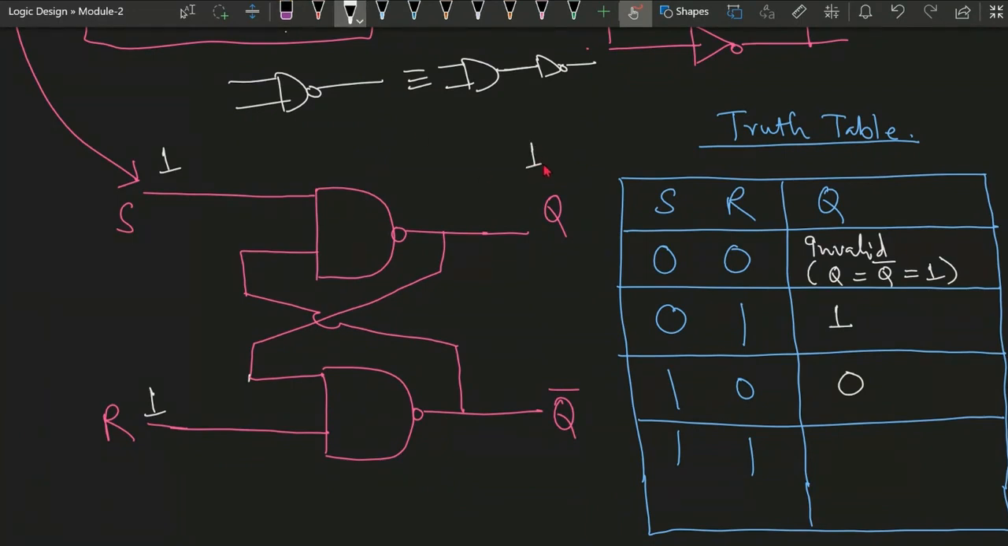Next, suppose we are changing it to 1 and this is 0. In that case, this is coming out to be 1, this is coming out to be 0. So 1 and 0, then complement is 1. 1 and 1 is 1, and then complement is 0.